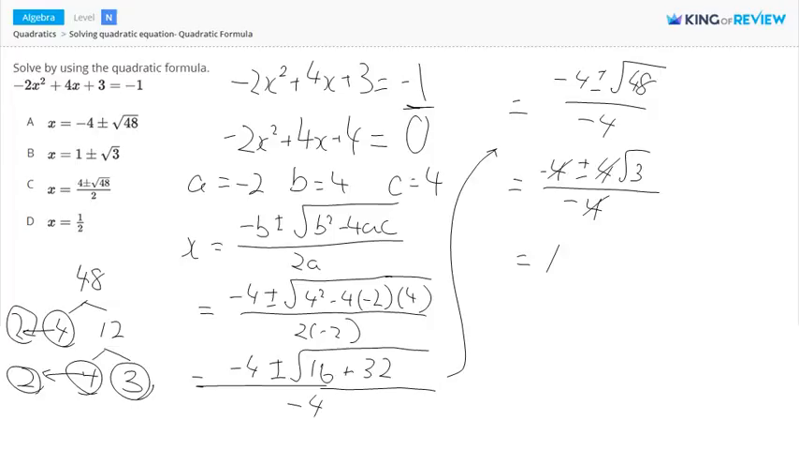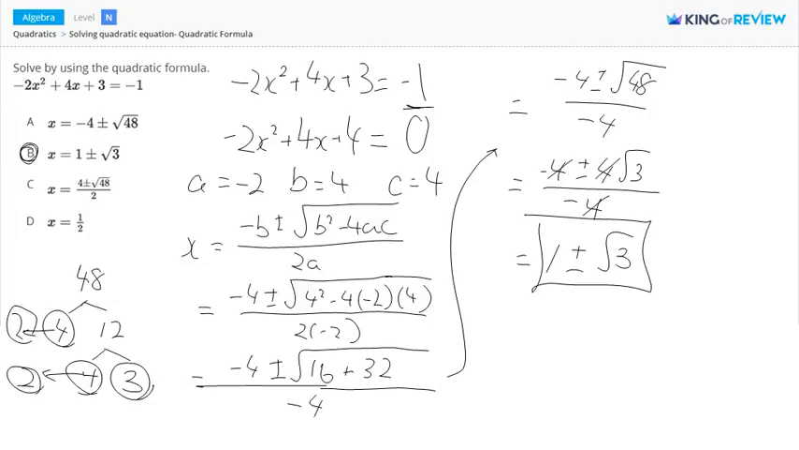Okay, so we're dividing by a negative, so the plus changes into a minus, and the minus changes into a plus. So actually this plus or minus doesn't really change, just plus or minus, right? Root 3. So this is our answer. So option B is our answer.